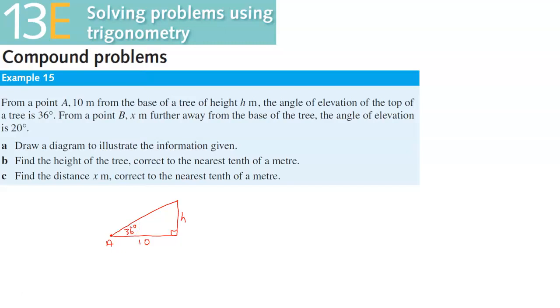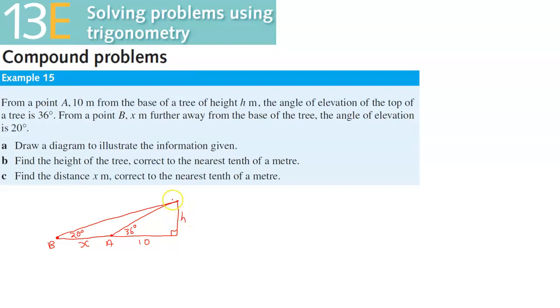From a point B, x meters further away from the base of the tree. So here's my point B. It's x meters further away from the base. This angle of elevation is 20 degrees. So that's part A done. I've drawn a diagram to illustrate that information. Now I need to find the height of the tree.